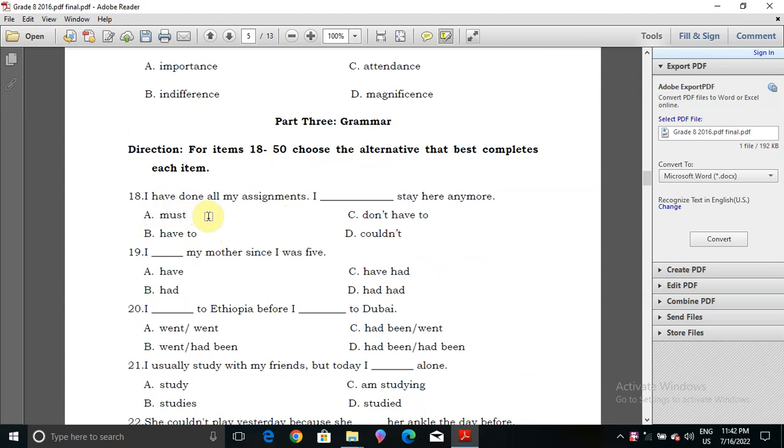"I have done all my assignments, I dash stay here anymore." Now he said, "I have done all my assignments, I dash stay here anymore." In the choices, what we have here: "must," "have to," "don't have to," or "could not."